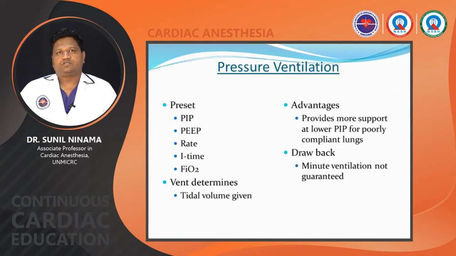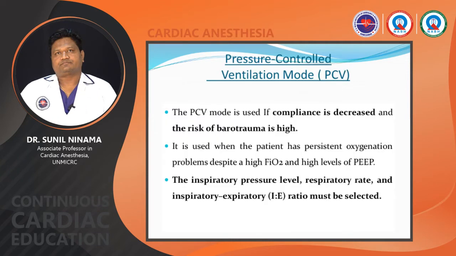Now in pressure ventilation, you have to set the inspiratory pressure, the PEEP, rate, I:E ratio, and FiO2, and the ventilator determines the exhaled tidal volume. Advantages: it provides more support at lower positive airway pressure for poorly compliant lungs. The drawback is that minute ventilation is not guaranteed. How much minute ventilation you delivered to the patient. This is called pressure control ventilation.